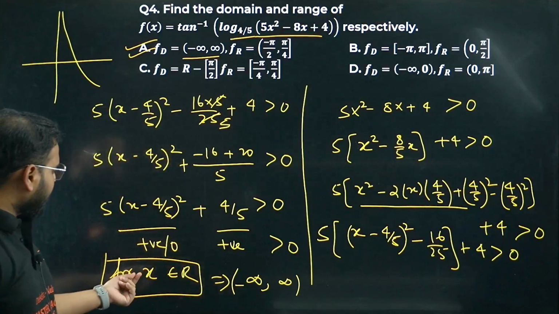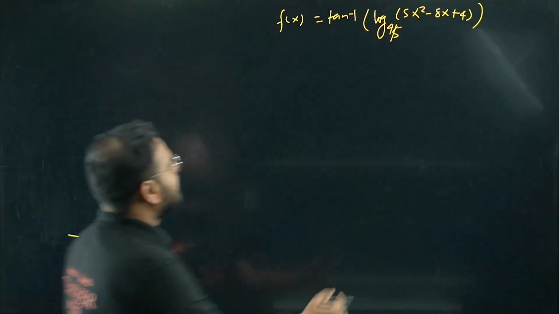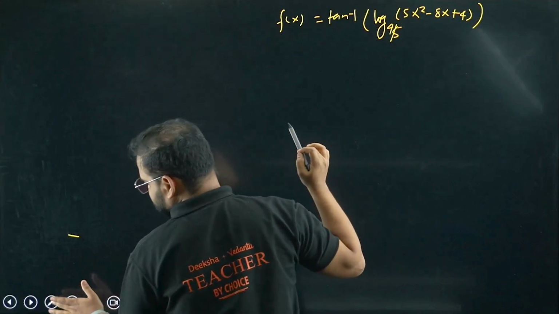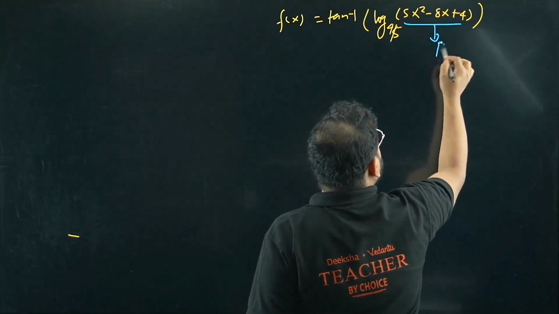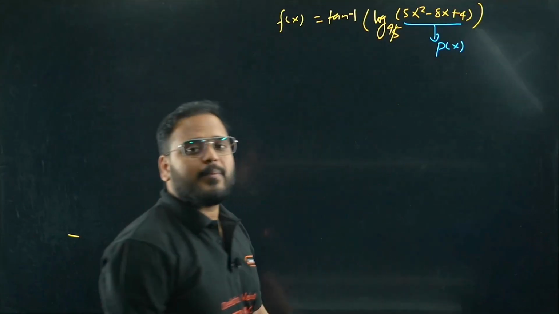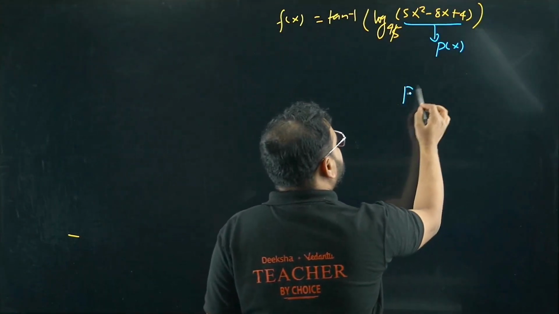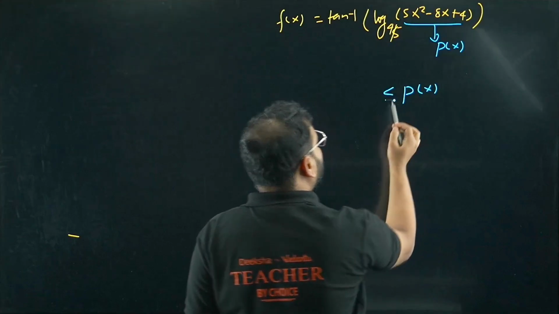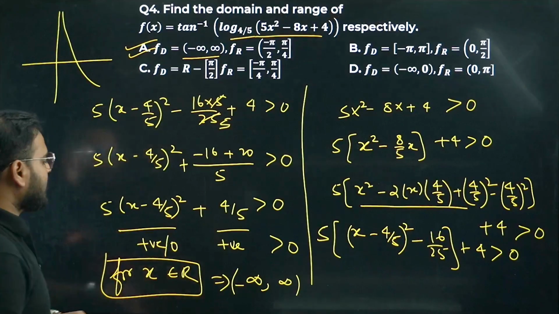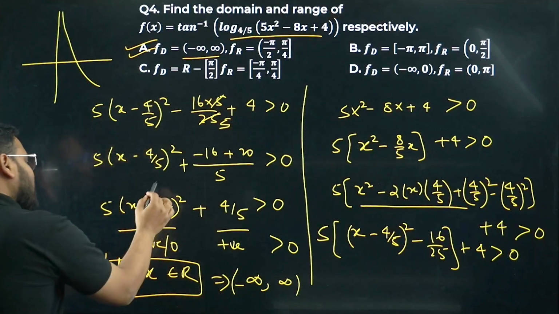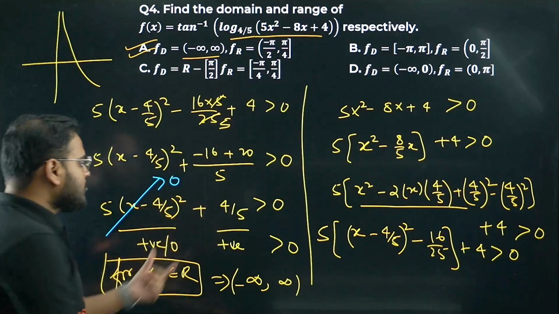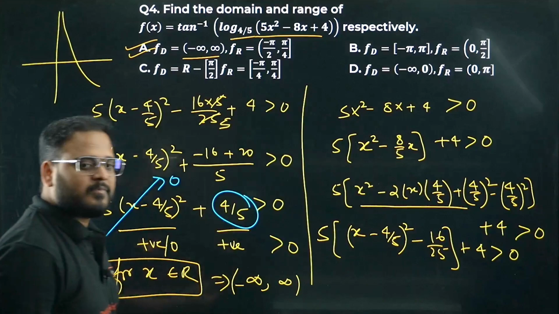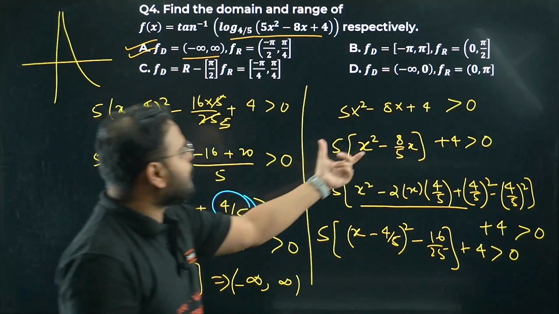If I take this part to be, let's say, polynomial p(x), so this p(x) will have a smallest value equal to what? Check this out. This thing can become 0, right? Smallest value of this is 0. So this is the smallest value, 4 by 5. This is the entire thing, p(x) only.